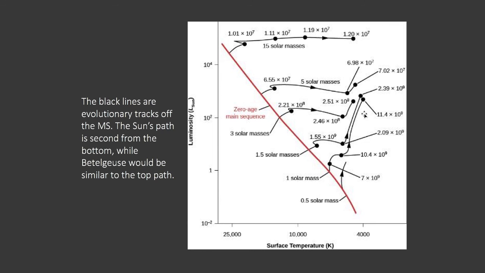But for a star like Betelgeuse, which was 16 times more massive, that puts it farther and farther up here. All right, so the Sun's path is second from the bottom, this one. Betelgeuse would be similar to the top path. It would go up here. So again, it becomes a red giant, but because it started out so much bigger than the Sun, it actually is a red supergiant and ends up here.